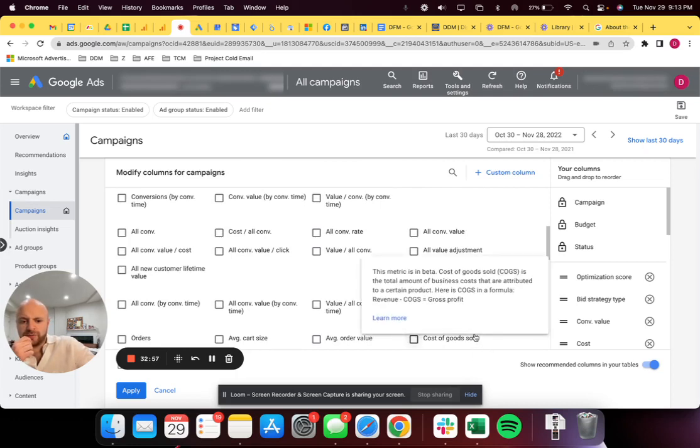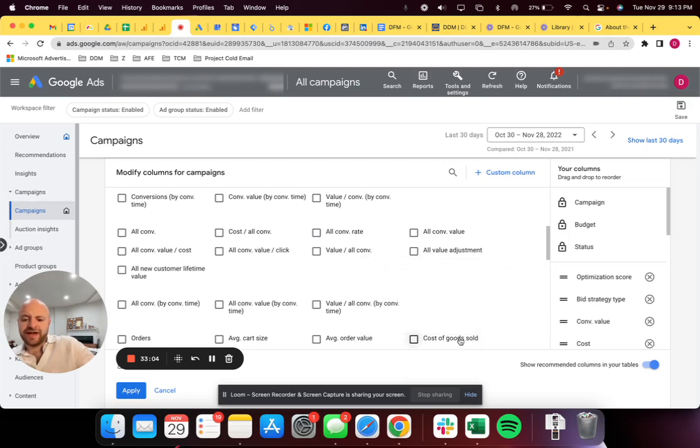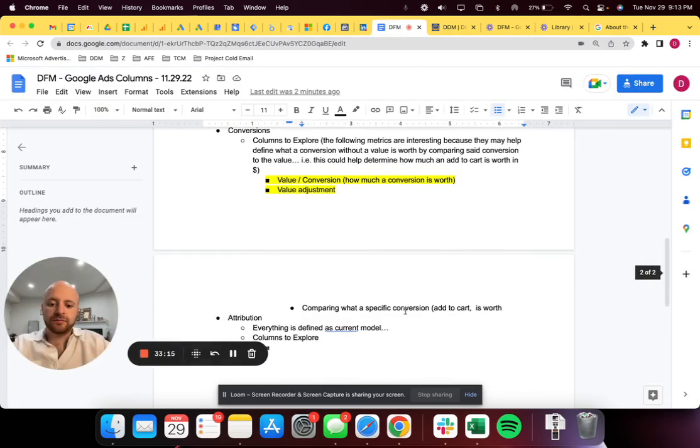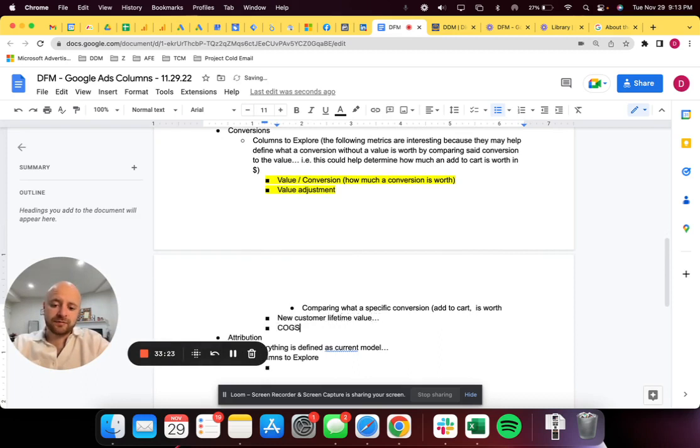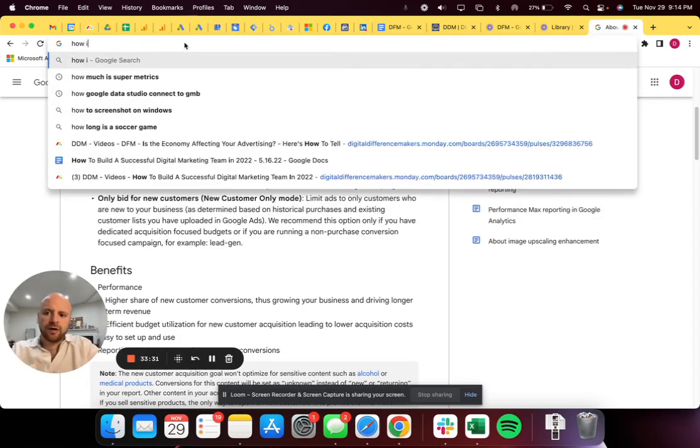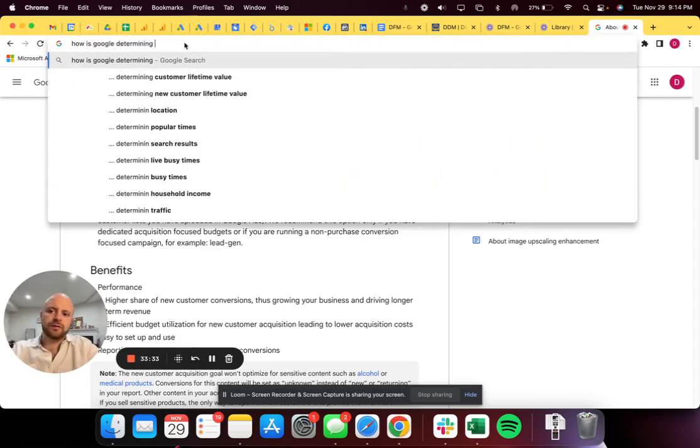Cost of goods sold is the total amount of business costs that are attributed. Revenue minus COGS equals gross profit. Do you have to enter that? How are they supposed to know that? This one, I'm assuming. I mean, here, we've got to write some of this down. New customer lifetime value, COGS, gross profit. How is Google determining COGS?